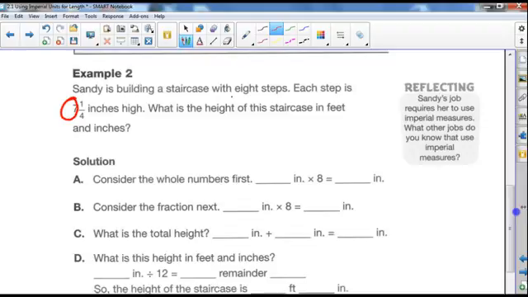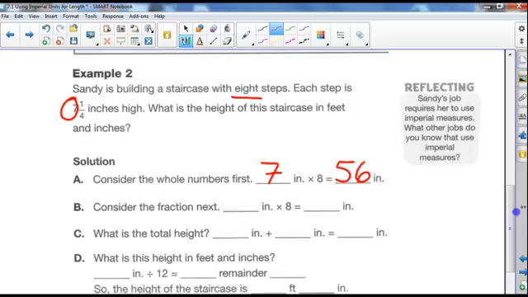He's dividing it up into 8 steps. So we take the 7 inches times 8, and 7 times 8, if you know your times tables, this is where it's convenient to memorize your times tables. 7 times 8 is 56. So we know that we've got at least 56 inches.